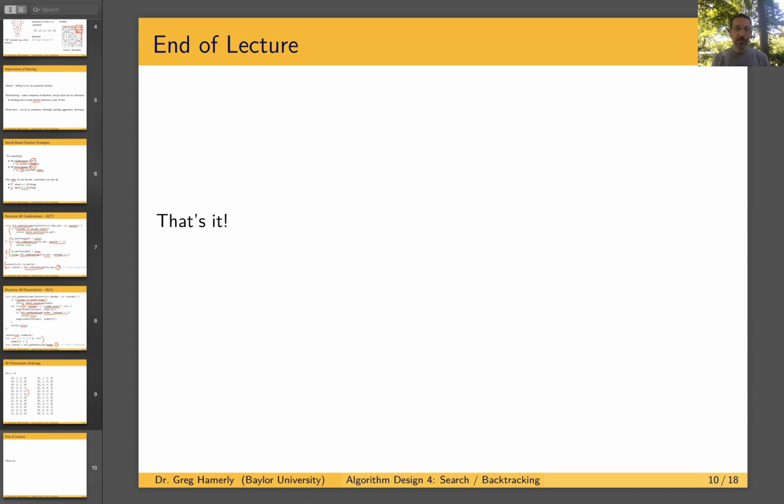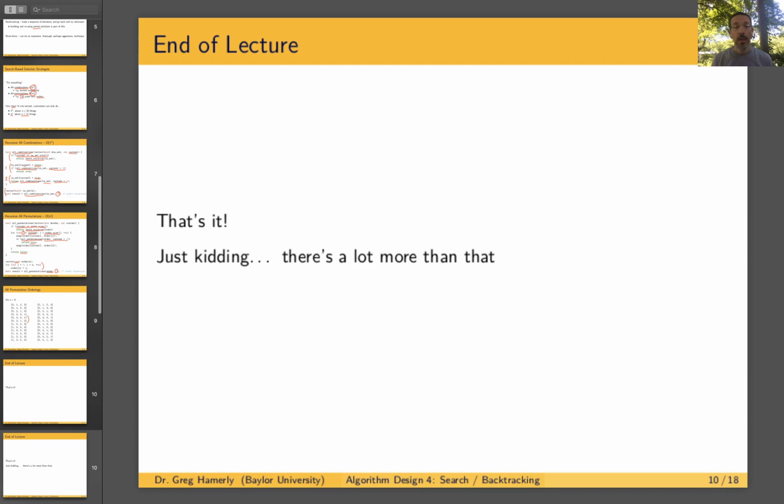Well, that's it. That's the end of the lecture. You now know how to produce all combinations of things, all permutations of things, and I'm just kidding. There's a lot more than that. We could spend an entire semester on this topic, but I do want to hit a few more details.